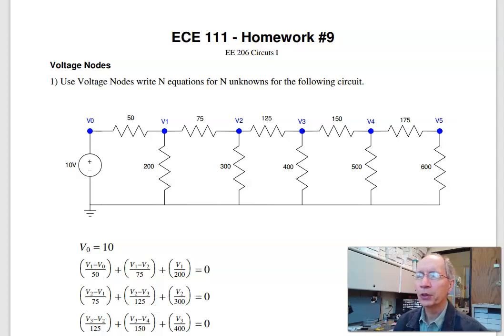Here are solutions to homework set number 9 for ECE 111. This homework looks at problems you'll encounter in Circuits 1, EE206, and how to solve those using Matlab.